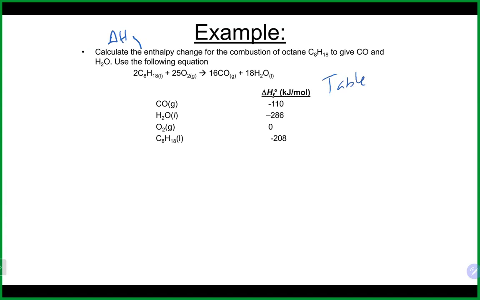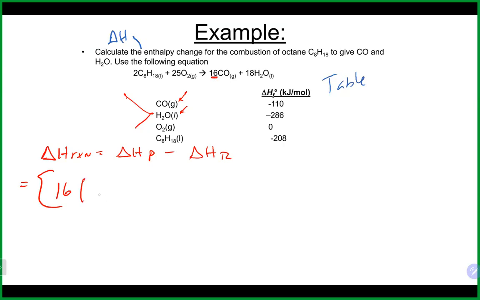Okay, let's take a look. So once again, if it's not given to you, these are table values that you can look up. Once again, you want to make sure that you also look up the correct states of everything. So here we would take our delta H of our reaction. It's equal to our delta H of our products minus the delta H of our reactants. So starting on the product side, we have 16 of the COs. So we will take 16 because of the coefficient, which is really the moles, and multiply it by the value of CO.